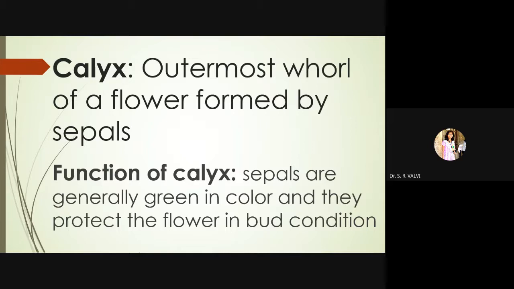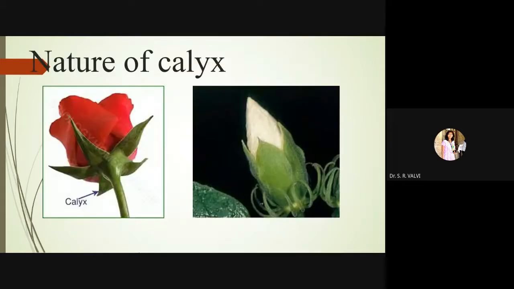Obviously, to a small percentage it helps in photosynthesis, but the main function of the calyx, as it is the outermost whorl of the flower, is to protect the flower in bud condition. That is the main function played by all the sepals present in a flower. Now, the nature of calyx: how it looks or where it is present.